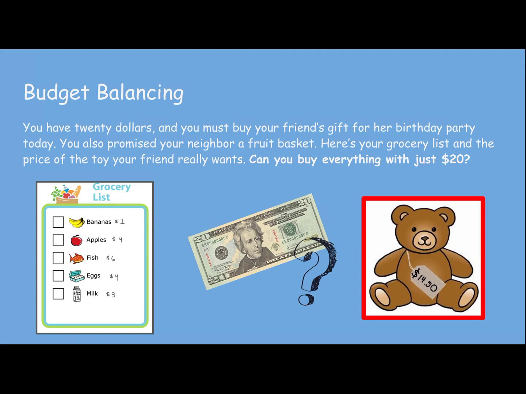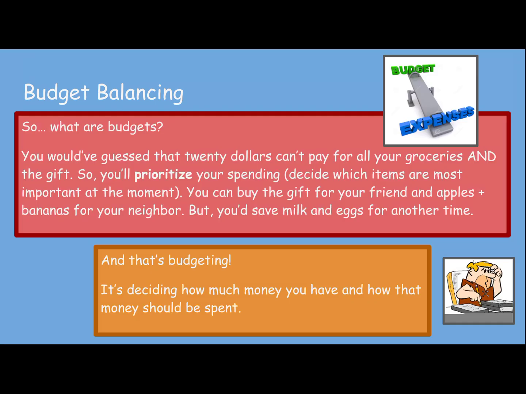Well, if you haven't decided yet, we have bananas that are $1, fish that is $6, and then suddenly your present is $14.50. So automatically, if you add those all up, you just cannot buy everything with $20. And that actually brings us to this: you'll have to prioritize your spending. So decide which items are most important at the moment.